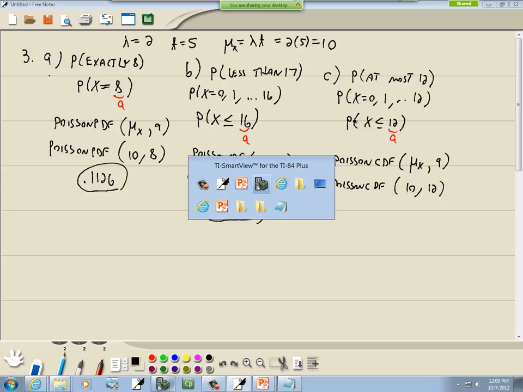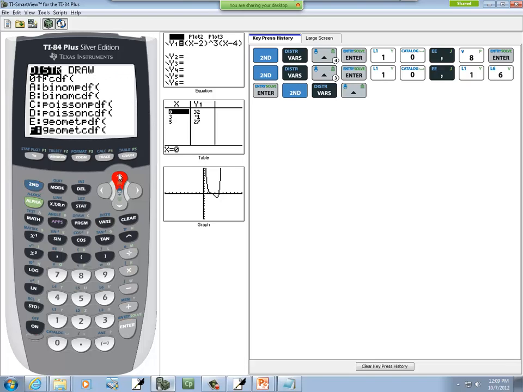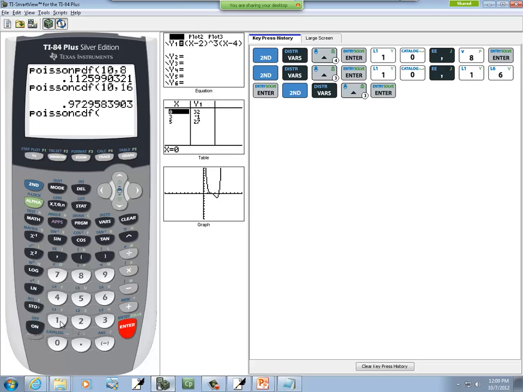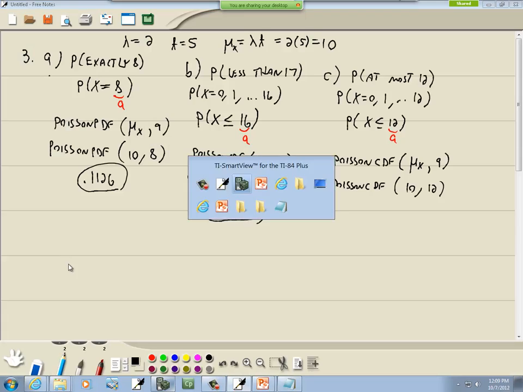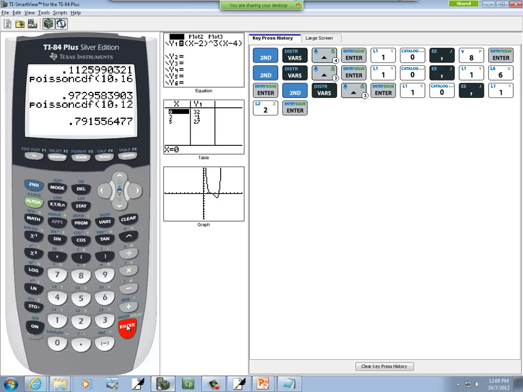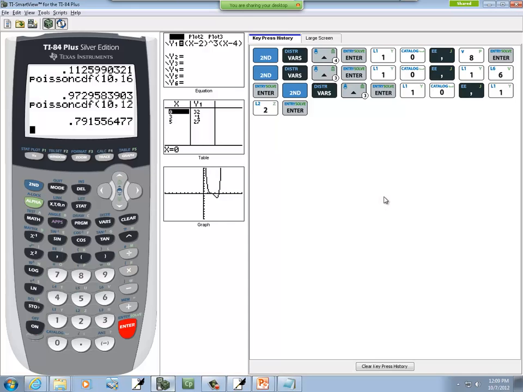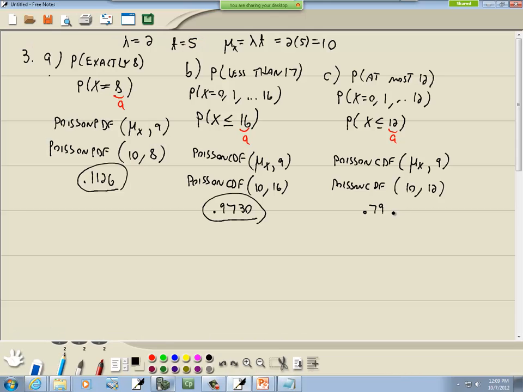So let's put that in. Second vars, Poisson CDF, 10, comma, 12. And then enter. And I'll take it to four decimal places, so 0.7916. And that'd be our answer.